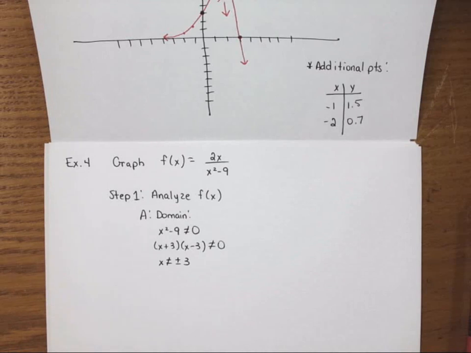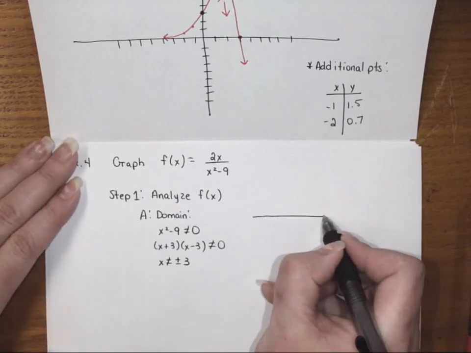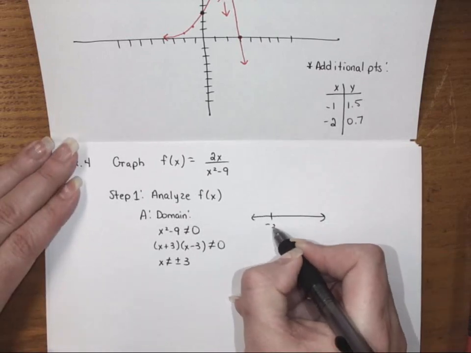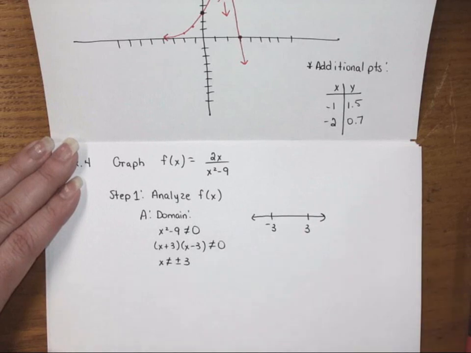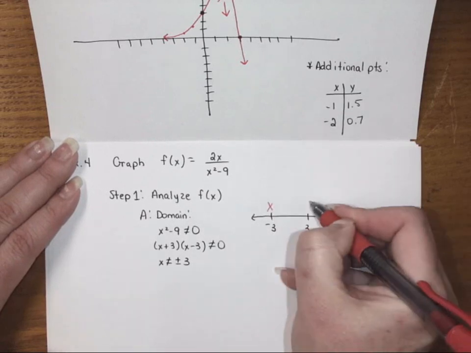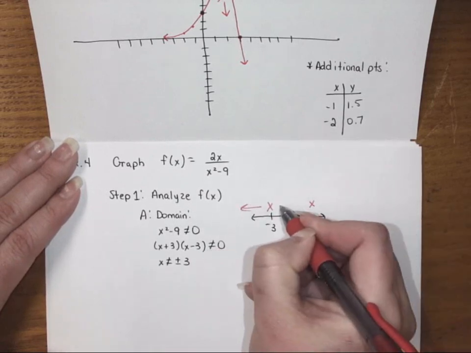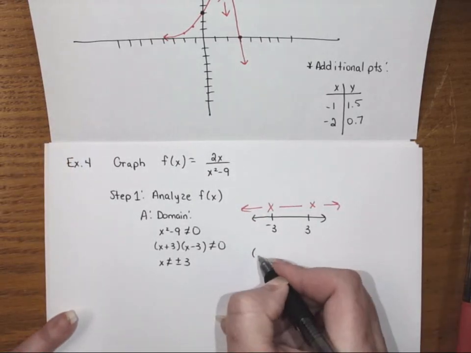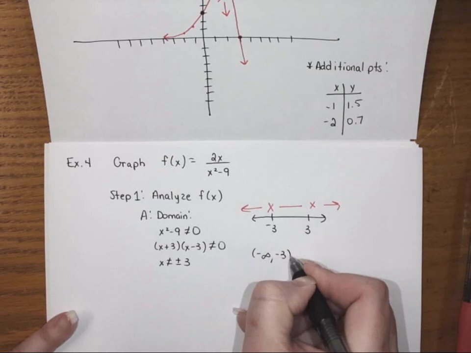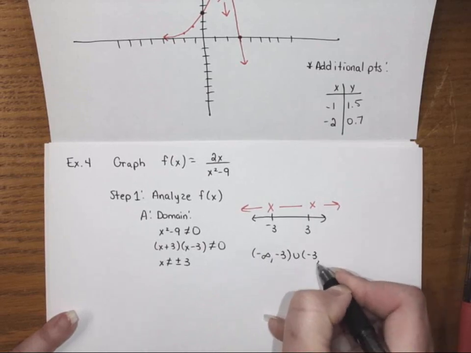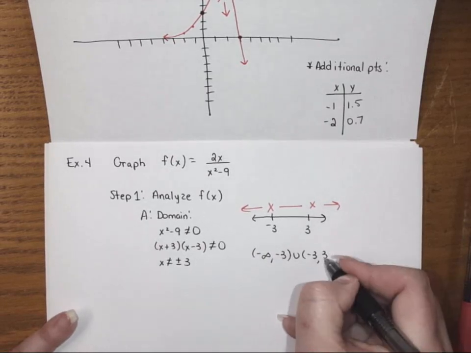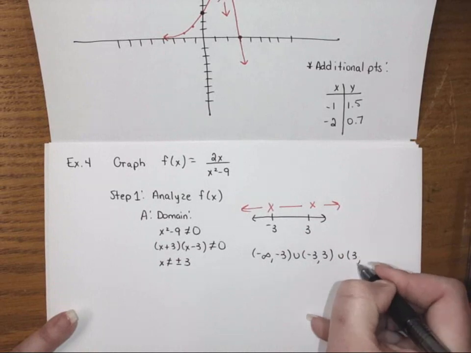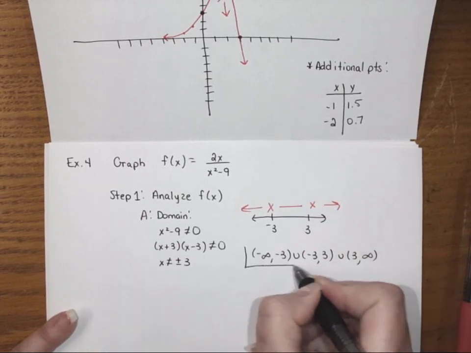So if you're asked to do this in interval notation, remember you can do it kind of like this. I have a number line and I want to kick out -3 and 3, but I want to include everything else. Okay. So if you're asked to write this in interval notation, it would look like -∞ to -3, not including -3, -3 to 3, not including either, and then 3 to infinity.